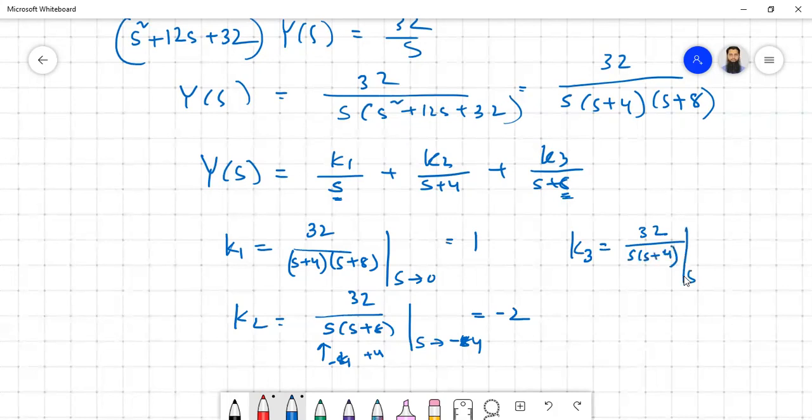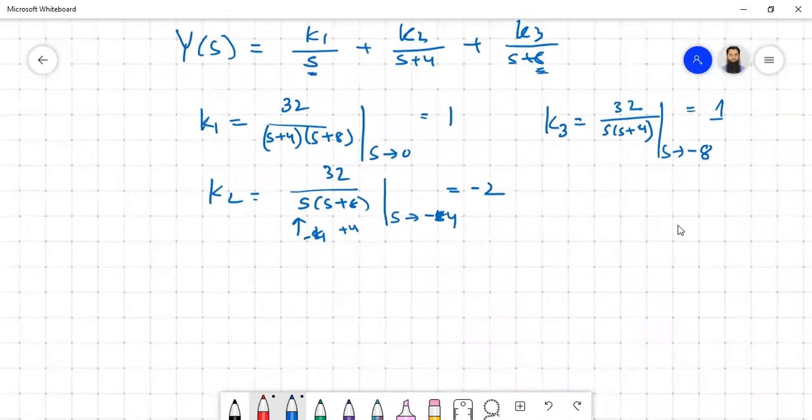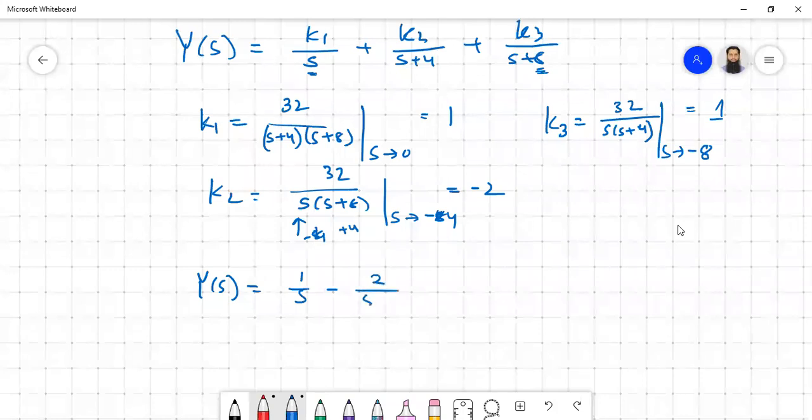So now you have to set s tends to minus 8. Now it will actually become 32 by 32 again. So basically 1. So this is your partial fraction expansion. So Y(s) is becoming 1 by s minus 2 by s plus 4 plus 1 by s plus 8.